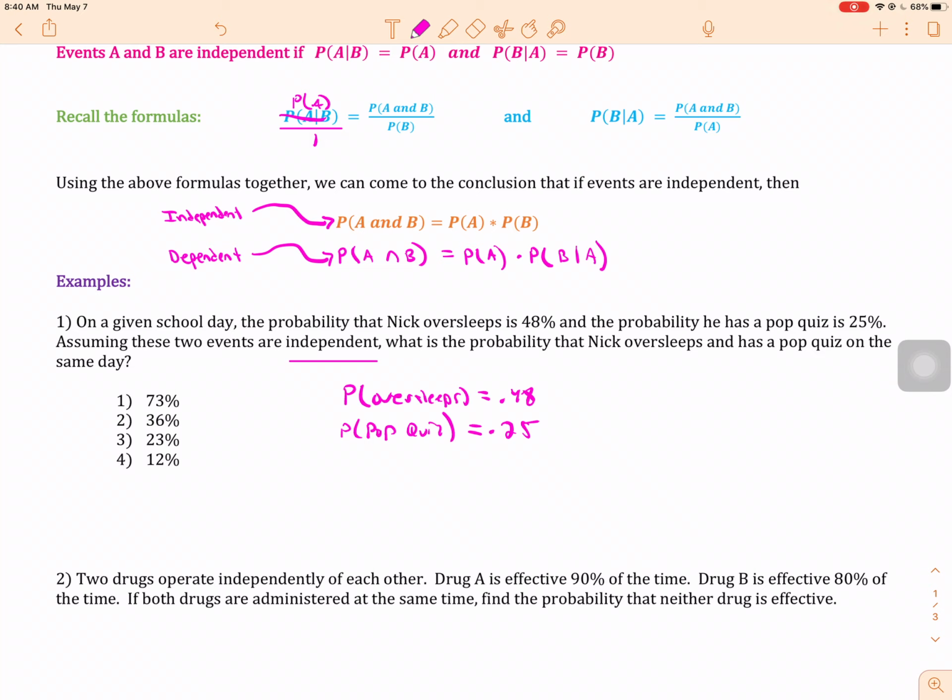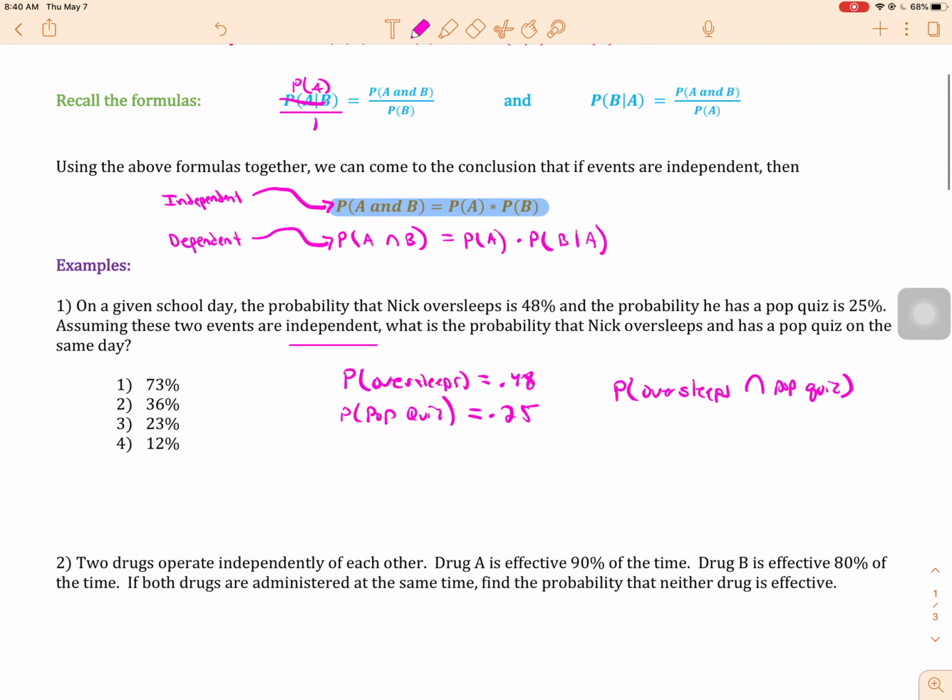So it says, what is the probability that he oversleeps and has a pop quiz? Well, look, these events are independent, so we're going to use our formula for independence. So that is just simply 0.48 times 0.25. That's a quarter of 0.48. That's 12%. Okay.